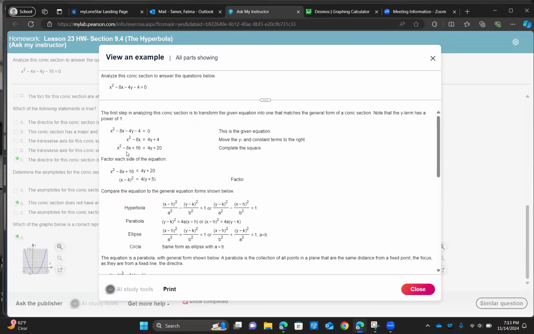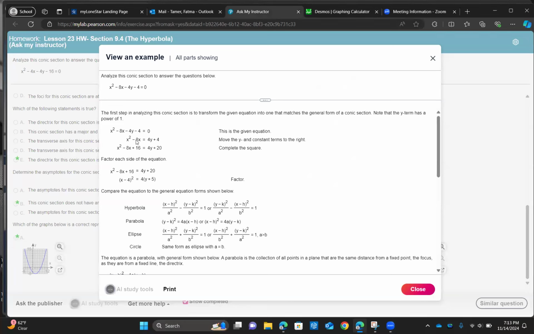So here's what they did. x squared minus 8x plus 16. First, they put the x squared minus 8x here and moved the 4y and 4 to the other side. Now, in order to complete this to a perfect square, you need to add a number here. Half of 8 is 4, squared is 16. So you have to add 16 to both sides of the equation to balance it. But you already have a 4 on this side, so you're actually adding 20 to the right side of the equation. Now you're going to factor each side of the equation.